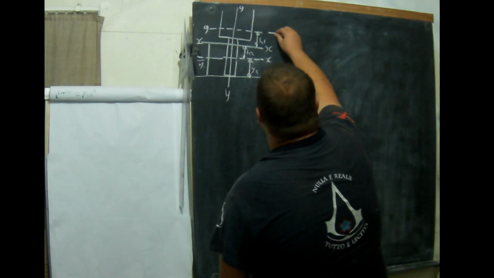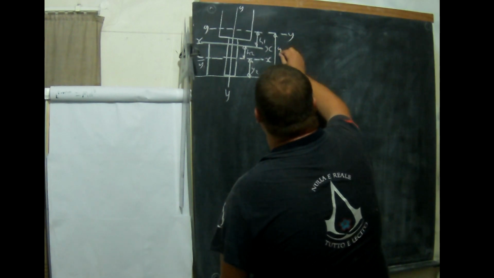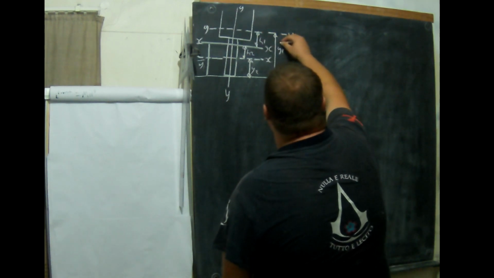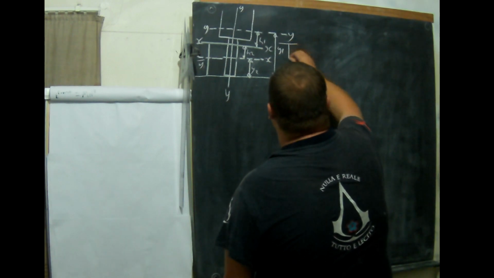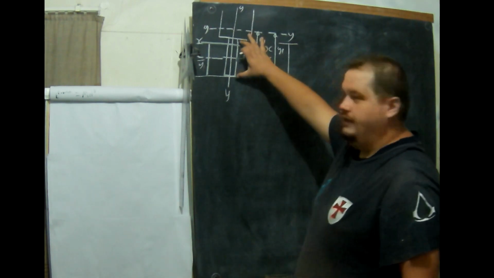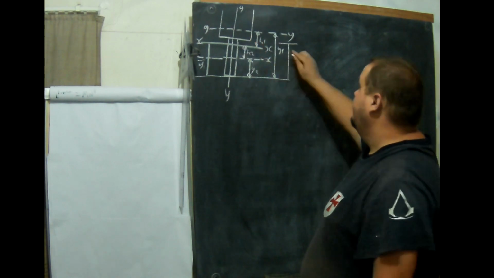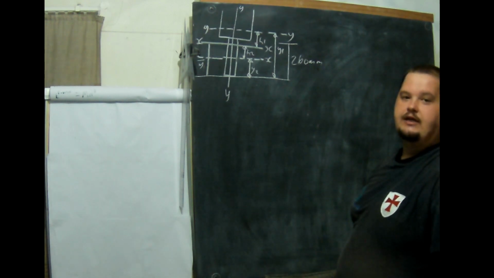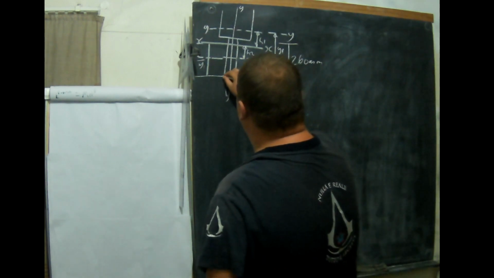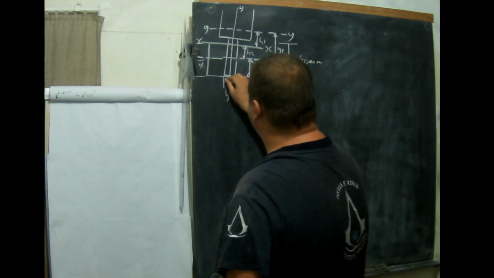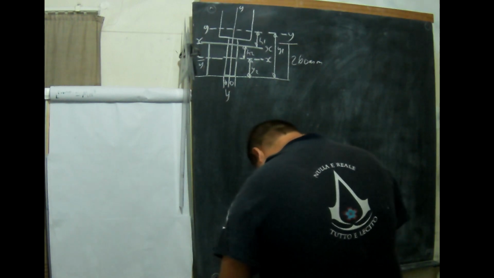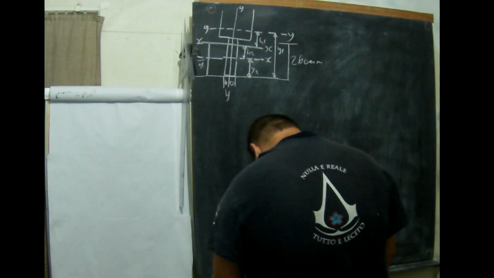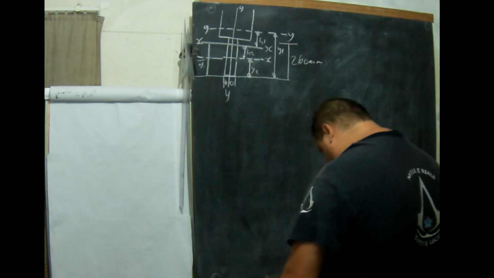Y1 is from the base to Y, and the whole length of our rectangular section is 260 millimeters. Now, because this is a technical drawing, you don't have to write millimeters. It's already assumed that it will be in millimeters. And between here and here is 60. Okay, I've got every measurement that we're going to need.